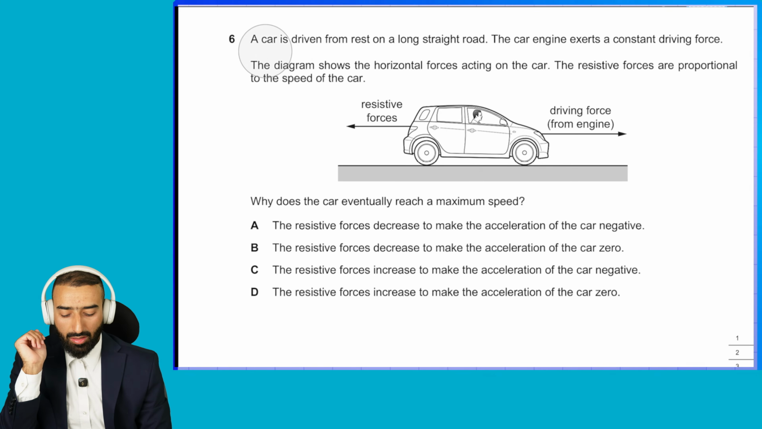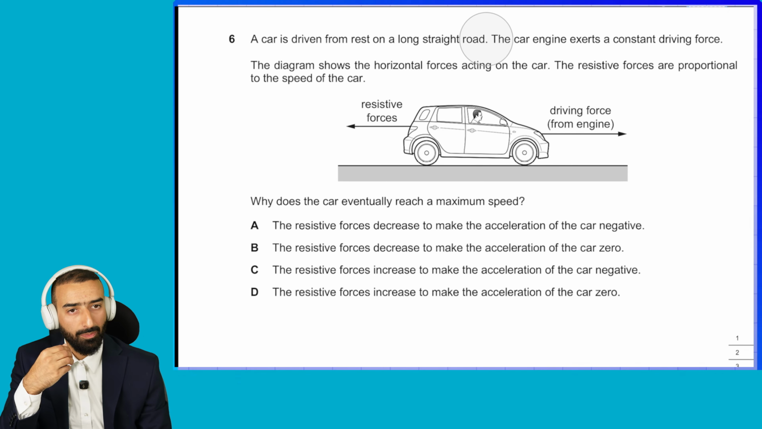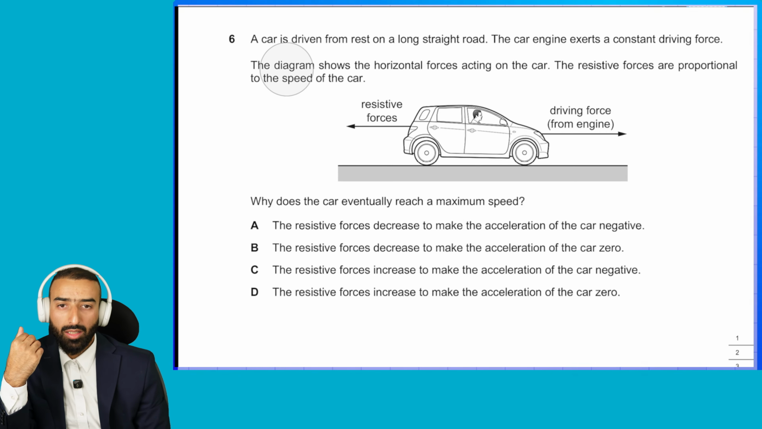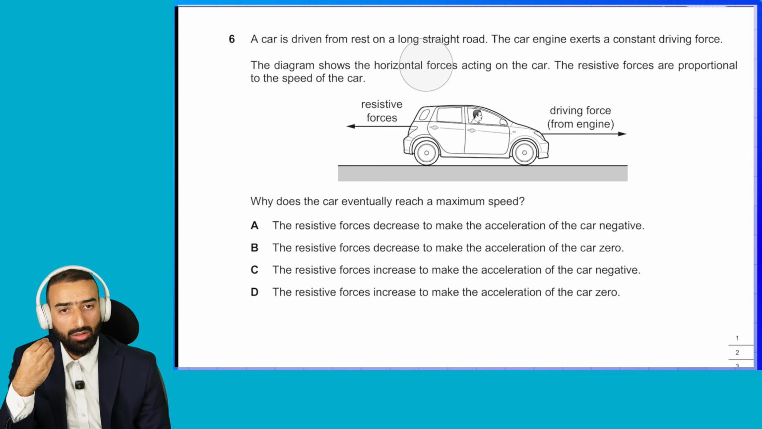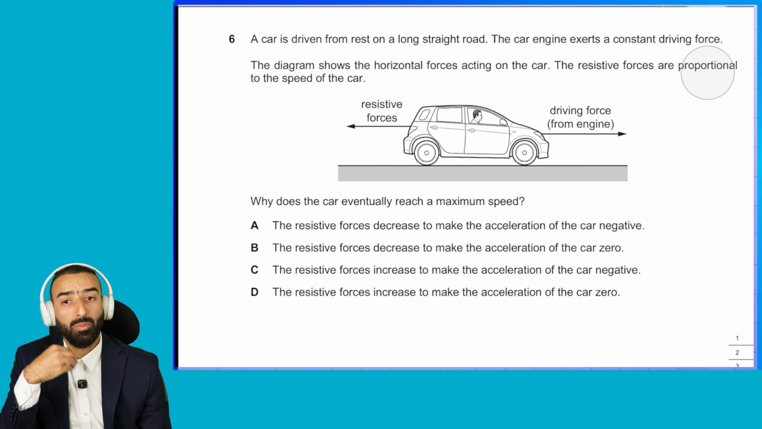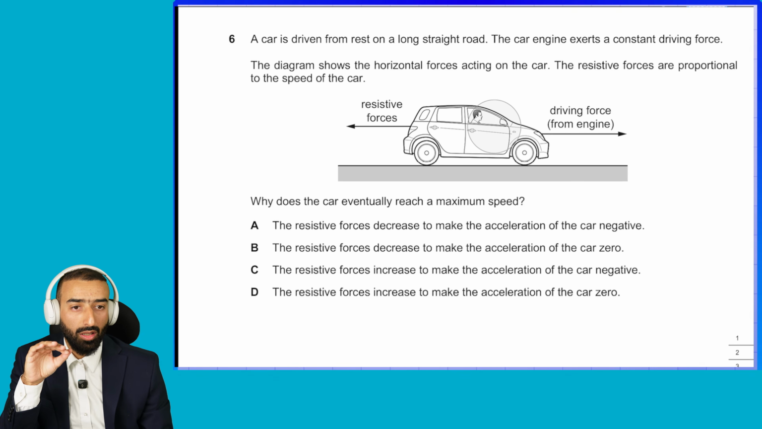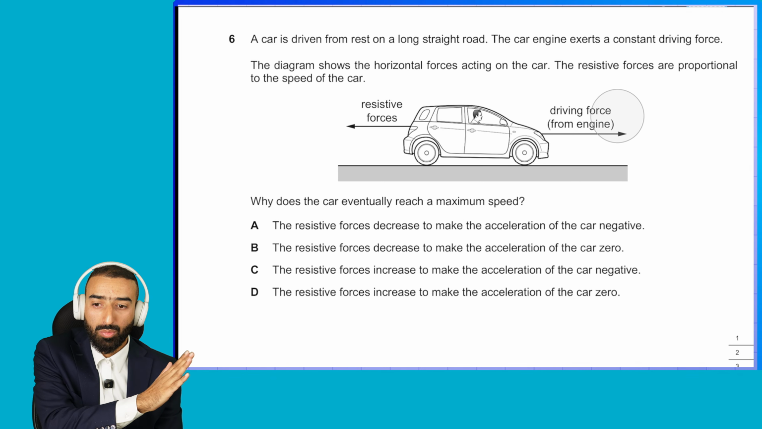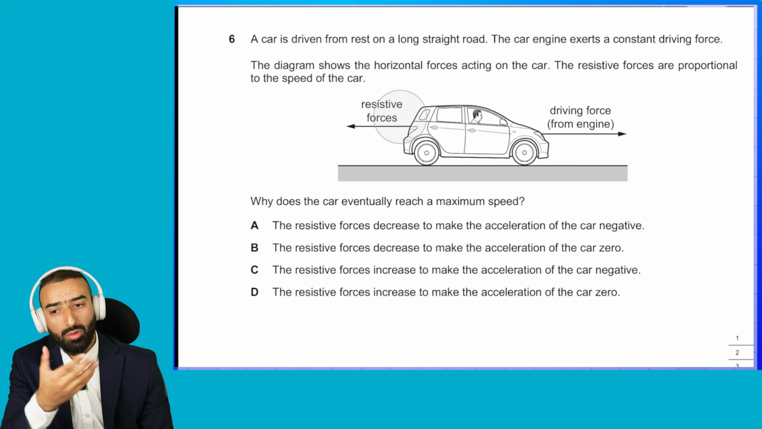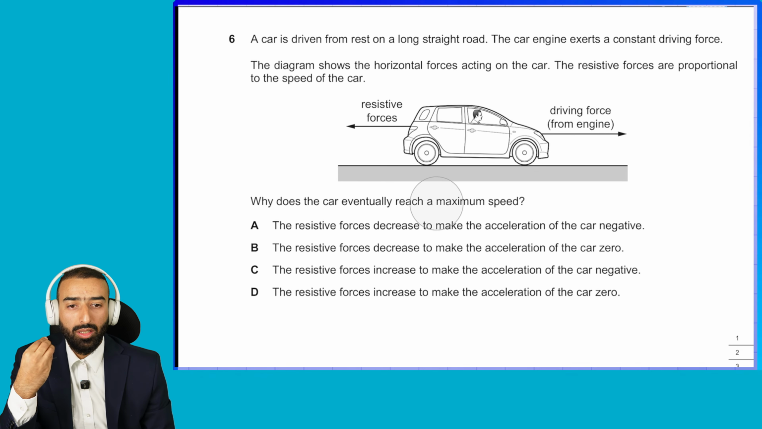Question 6 says a car is driven from rest on a long straight road. The car engine exerts a constant driving force. The diagram shows the horizontal forces acting on the car. The resistive forces are proportional to the speed of the car. So the forces acting on our car are the force from the engine pushing it forwards and the resistive forces trying to stop it. Why does the car eventually reach a maximum speed?